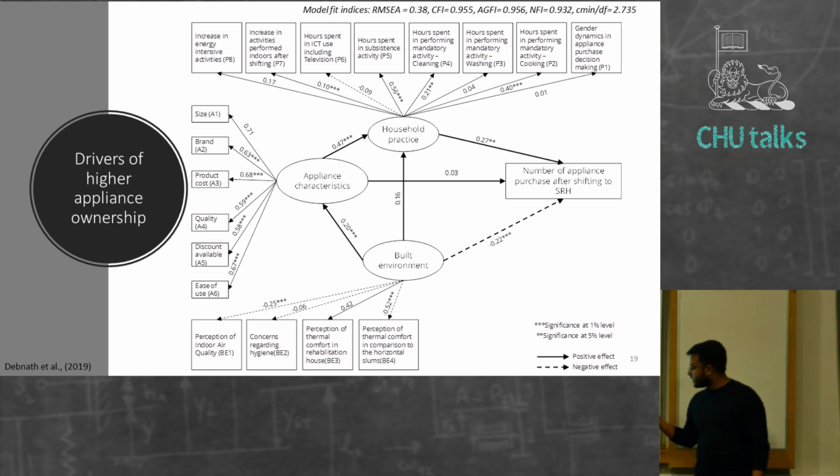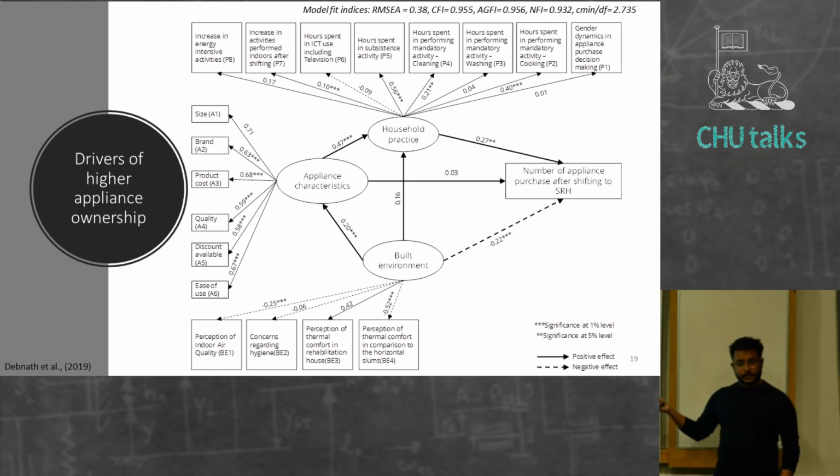So it's interesting to see that the built environment has a positive and significant influence on appliance characteristics. That means when people are moved to this vertical structure, they feel that they have a permanent place, so they now need better quality appliances. That's why it becomes important for them to have appliances with better brands, but they also keep in mind product cost, quality, and all of those aspects.